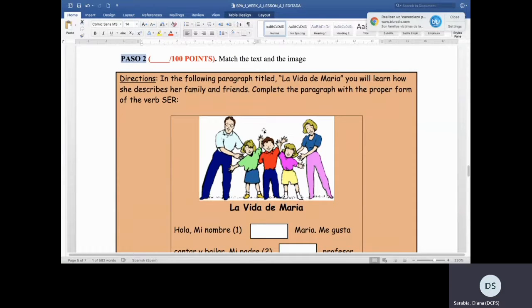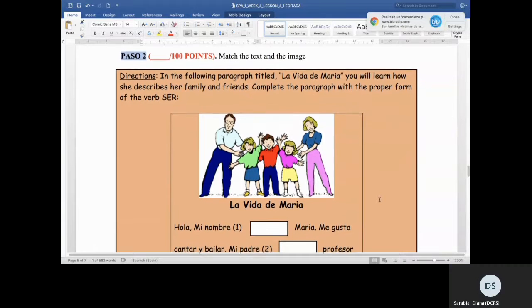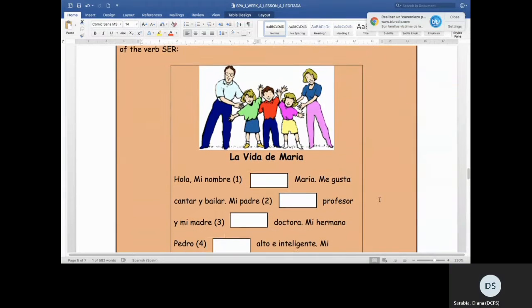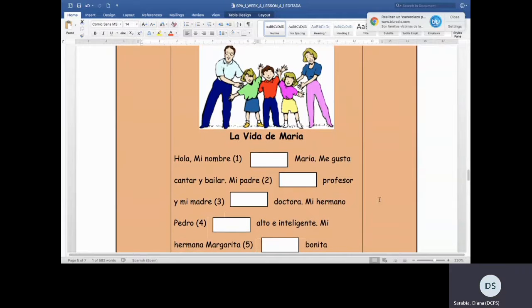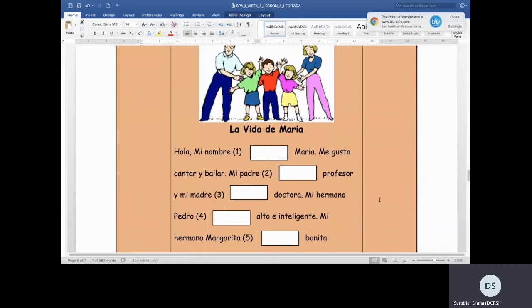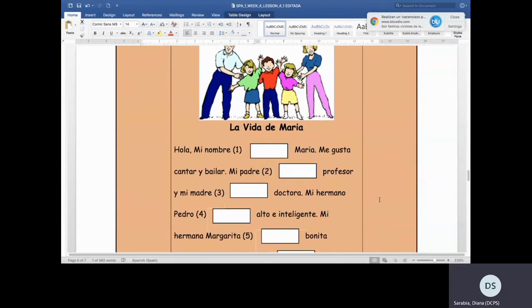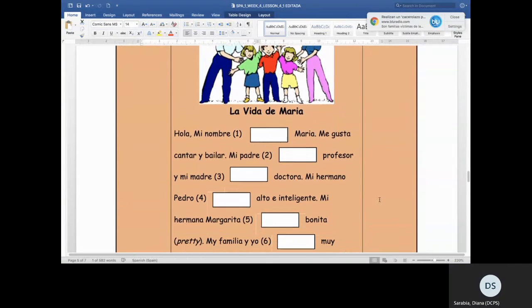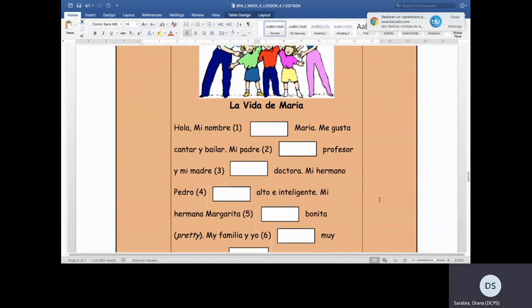In the following paragraph titled La Vida de María, you will learn how she described her family and friends. Complete the paragraph with the proper form of the verb ser. At the end of this video, you will hear me reading the full text and giving you the right answers. But for now, just go over by yourself and try to figure out what the form of ser goes into each blank. Pause this video and try to do it by yourself.